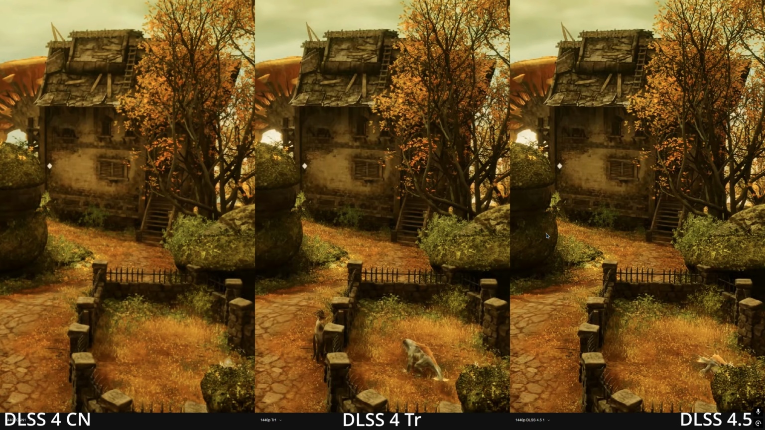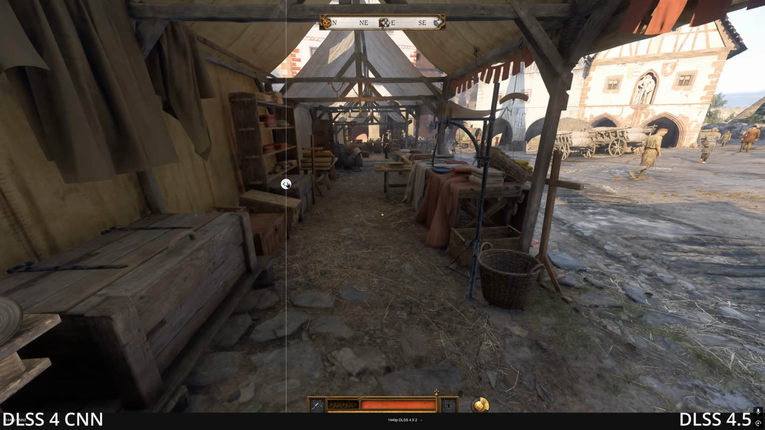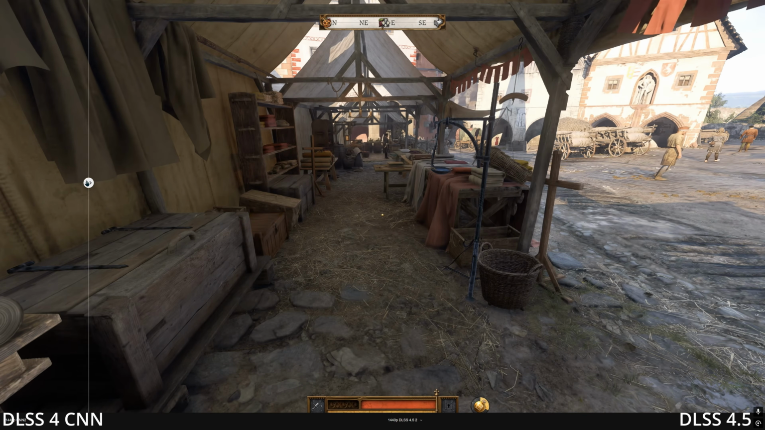This Kingdom Come Deliverance 2 comparison highlights how the Transformer model excels at retaining visual fidelity and detail substantially more than the older CNN model.